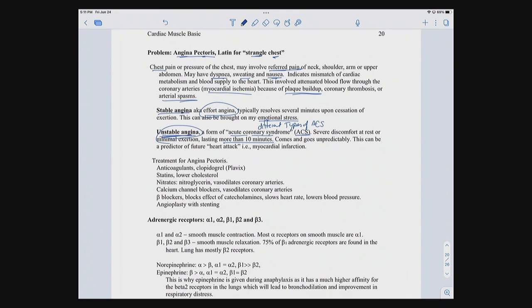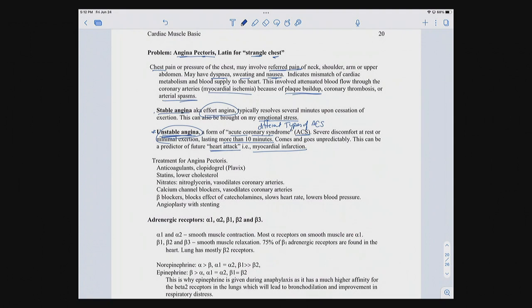This is more serious than stable angina, and many times unstable angina could be a predictor for a future heart attack, and of course a heart attack is defined as having a myocardial infarction. So this is something pretty serious and needs to be treated. Now there are a number of ways that you can work with someone that is struggling with angina pectoris.